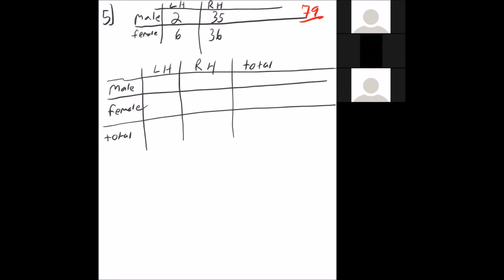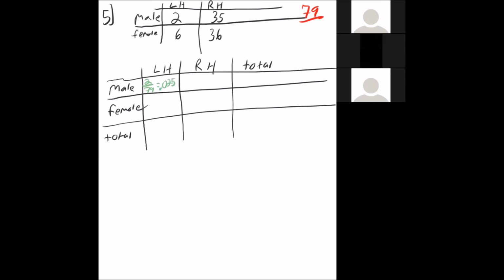So with that 79, all you have to do to start to fill out this table, we'll do it this way in different colors here, is I would do 2, because there's 2 in the left-handed male, over the total 79 people. So you're going to put that in your calculator, and it's going to give you a decimal of 0.025.